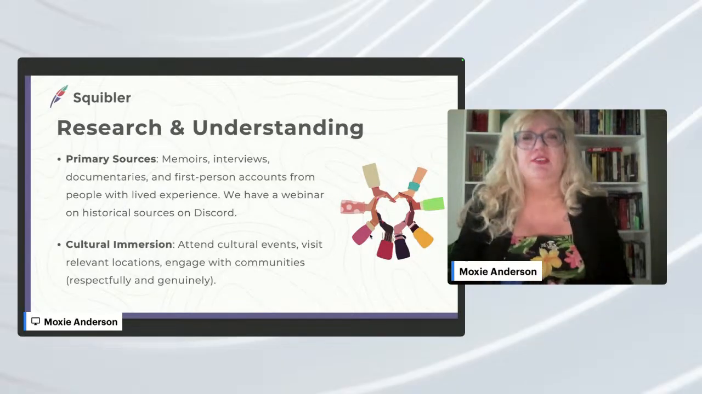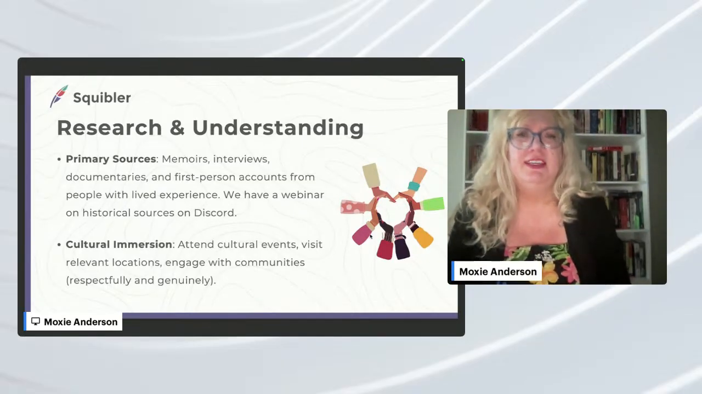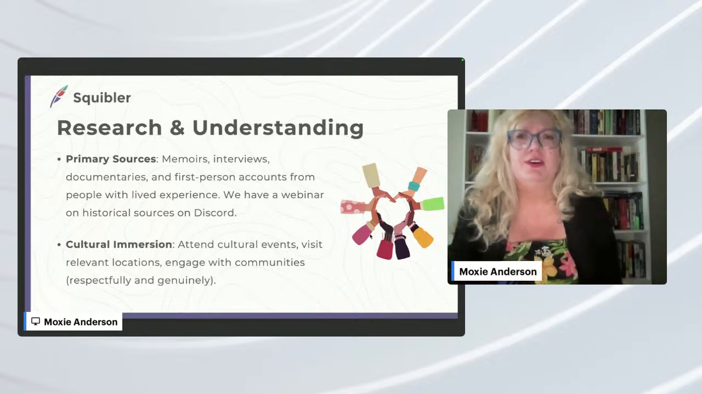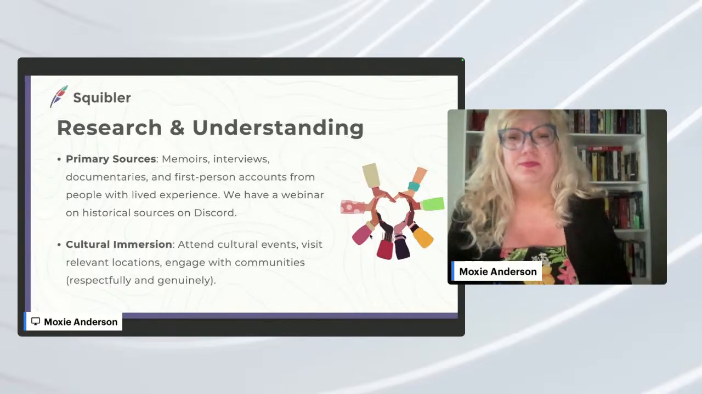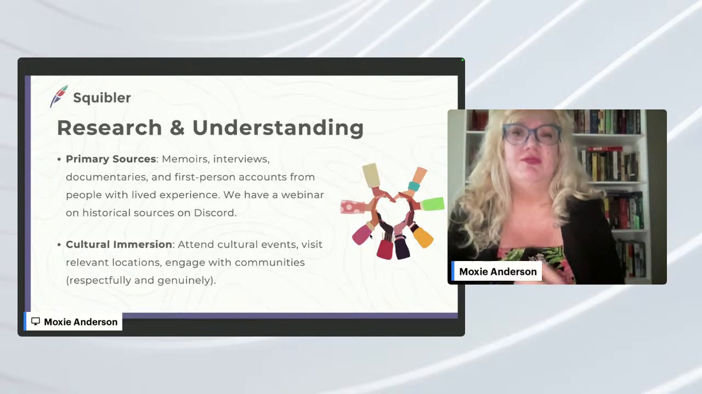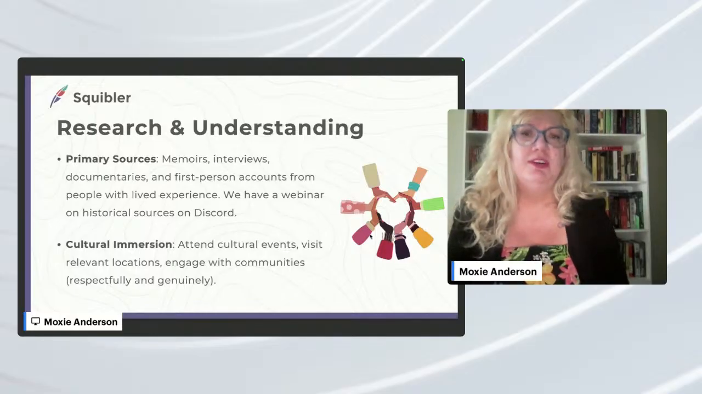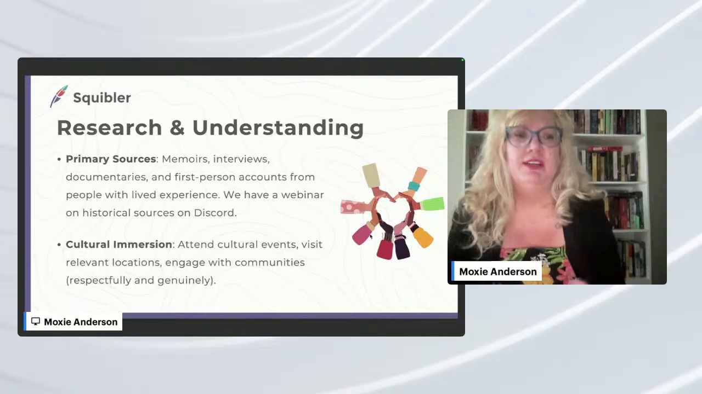So before you begin, it is a good idea to do a little bit of research and understanding, and there are lots of ways that you can do this as you're looking to include diverse characters in your writing. One is through primary sources. You might take a look at memoirs, interviews, documentaries, and first-person accounts from people that have had that lived experience that you're going to be writing about. If you're looking at something from a historical perspective, we also have a webinar on historical sources on Discord that may be useful to you as well. Another thing you can do is cultural immersion. You can attend cultural events. You can visit relevant locations, engage with communities, but just please make sure you're respectful and genuine when you're interacting.